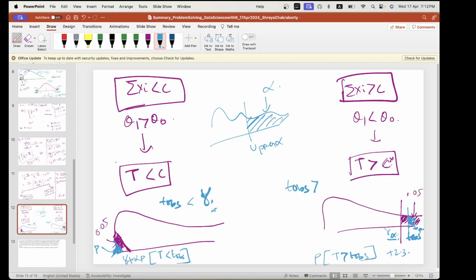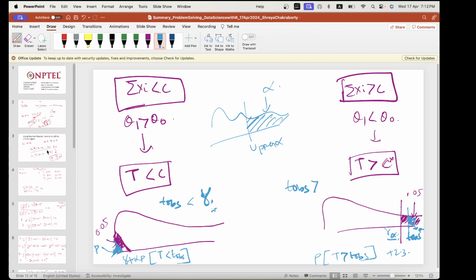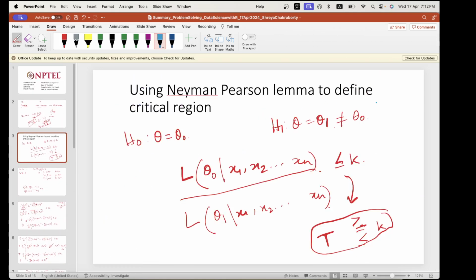Is it clear? So this is how you devise your test statistic from the Neyman-Pearson lemma. What is the Neyman-Pearson lemma stating? It is stating that the likelihood of getting your data x1 to xn when the true value of theta is theta naught, divided by the likelihood of getting whatever you've observed when the true value is theta 1, that ratio is less than or equal to some k.